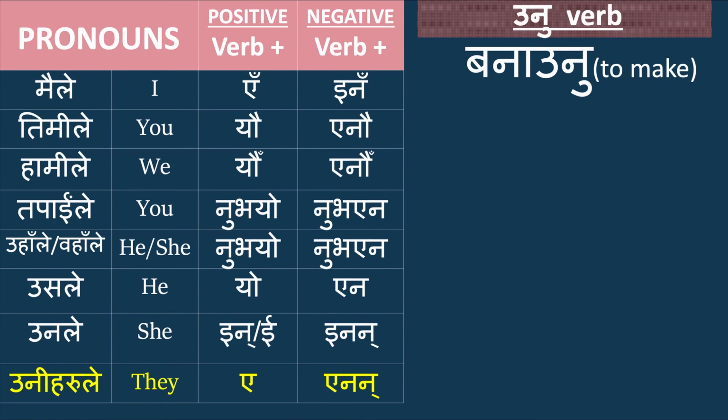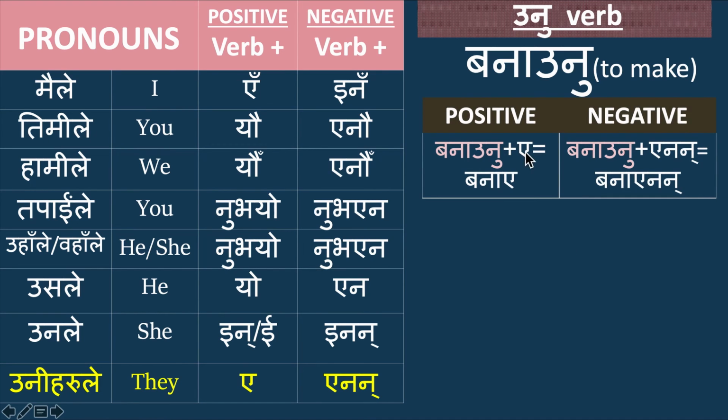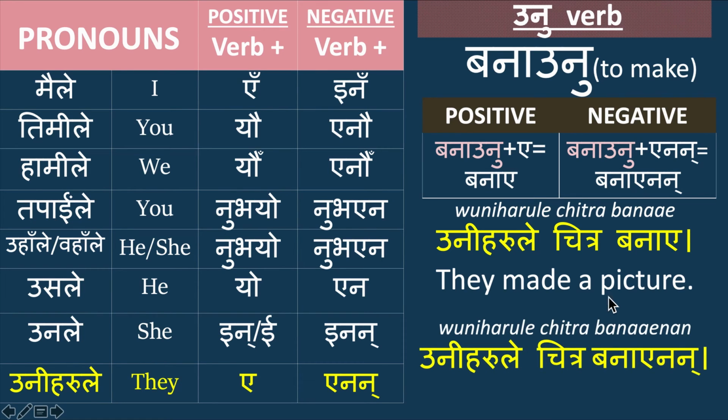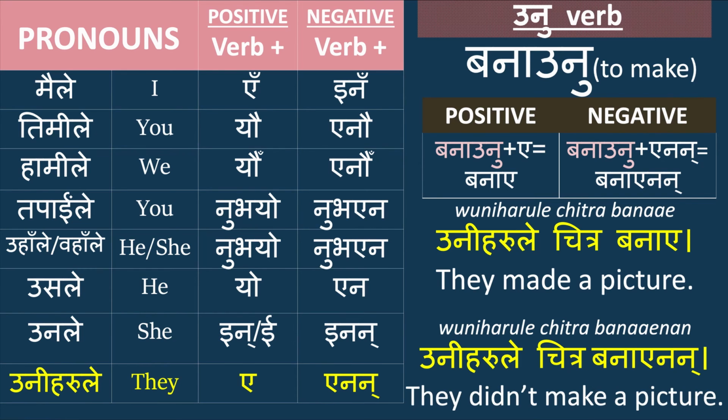बनाउनु, to make. It's also an unu verb, which means to make. बनाउनु plus a, बनाए. Here the rule is again the same. Unu is replaced by the incoming conjugation a. बनाउनु plus एनन, बनाएनन्. Let's see the example. उनीहरूले चित्र बनाए. Here चित्र means picture. They made a picture. उनीहरूले चित्र बनाएनन्. They did not make a picture.